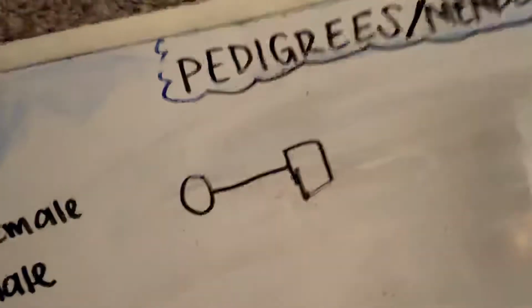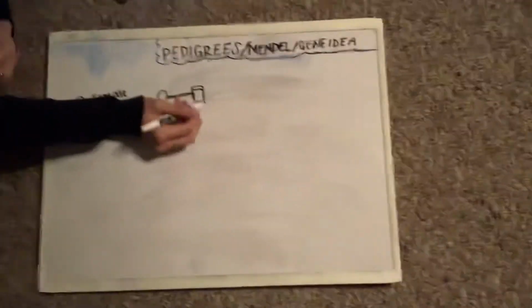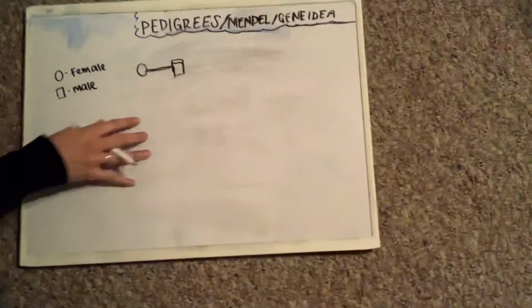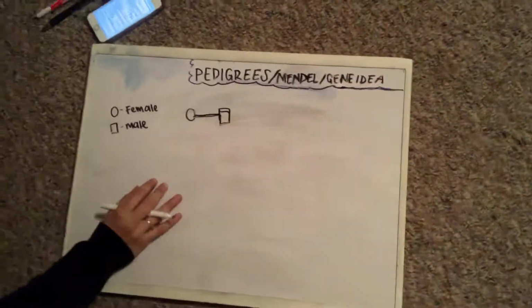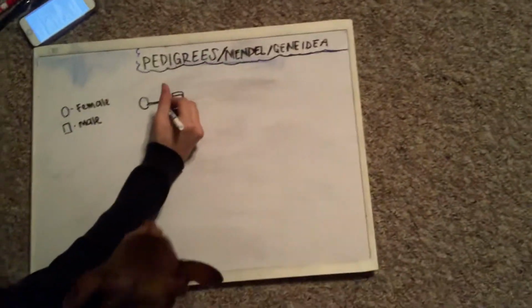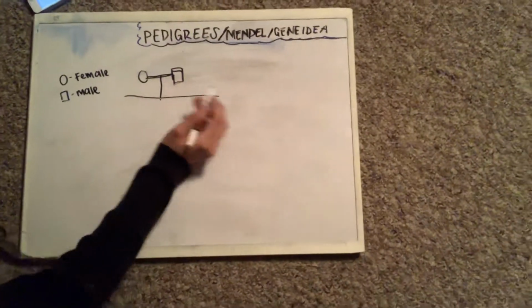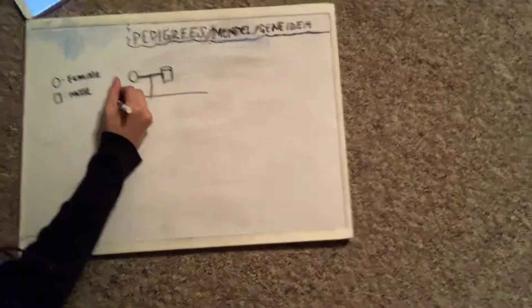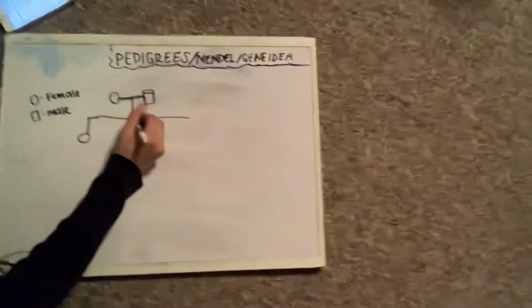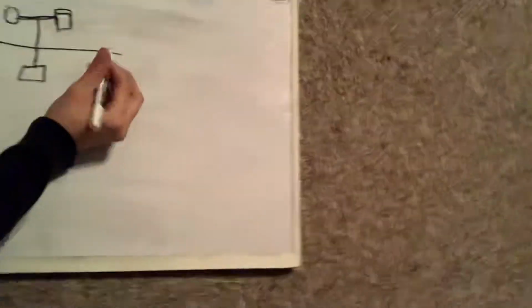Whenever you're crafting these, you need to show that there's a connection between the two. So here you have this line, and this basically symbolizes that this couple right here is married. If they were to produce offspring, the line would go down over here. Let's say they have 3 kids: a girl, a boy, he's a square, and another girl.